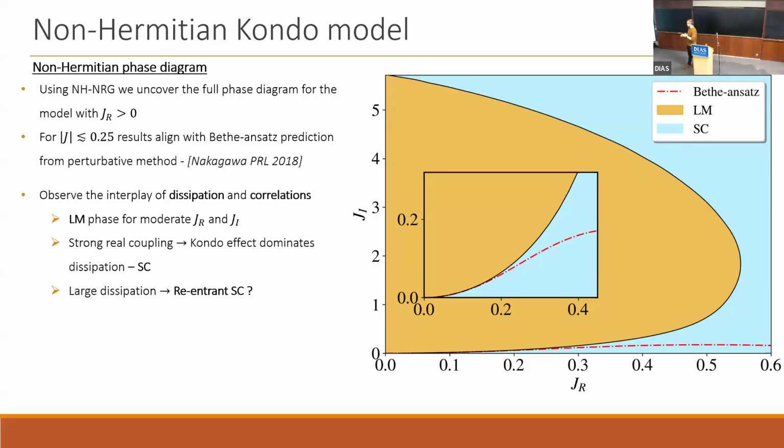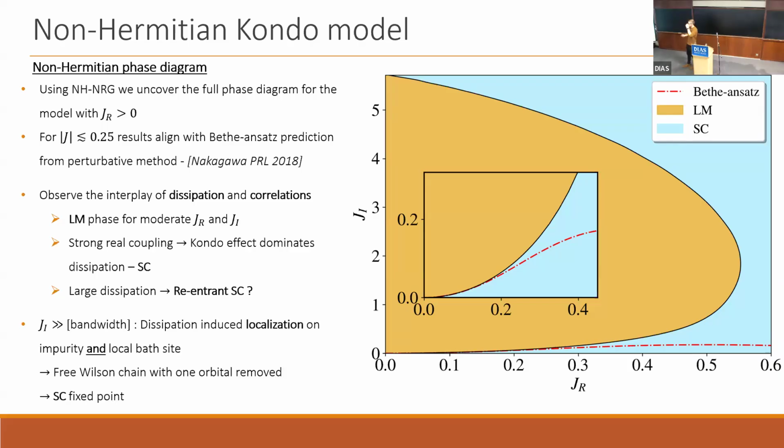Okay? But if you have too strong a real coupling, if you go way beyond up to here, actually the Kondo effect just totally dominates, and no matter how much dissipation you put in, you're just stuck in the strong coupling regime. Okay? One thing that's slightly interesting is that if you keep going up in dissipation, if you keep going up this y-axis, you'll be in the local moment regime, and then you return to the strong coupling regime. So there's this re-entrant strong coupling behavior.